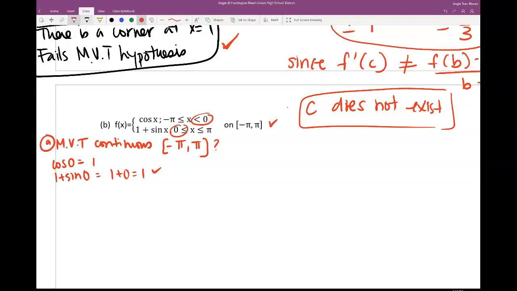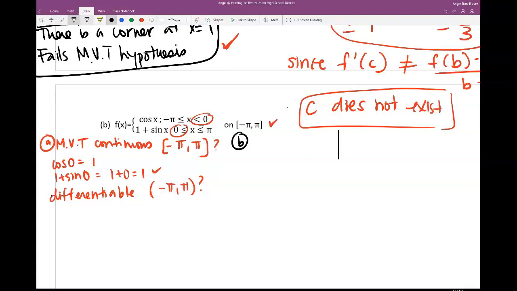Now, is it differentiable? That's a different question, right? Differentiable from negative pi to pi. We can totally graph it out and see. Let's graph it. And then if we can't really determine, we have to back it up with the formula of the limits. So let's graph it.